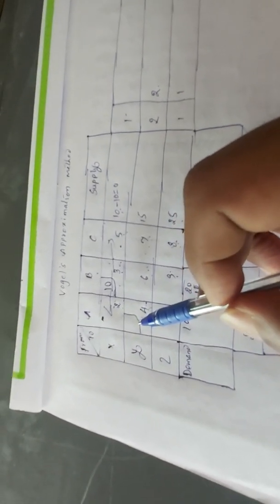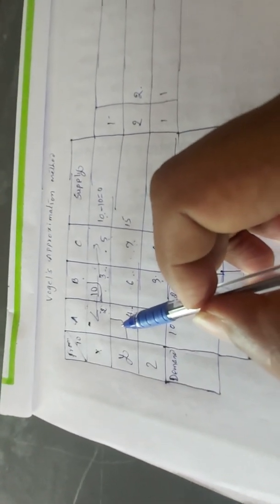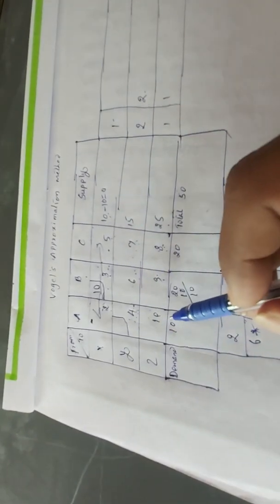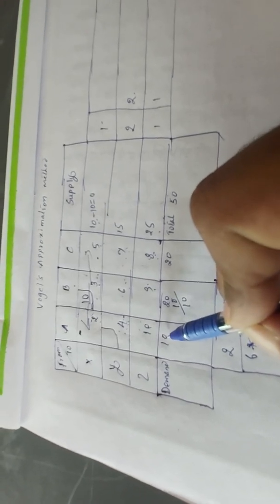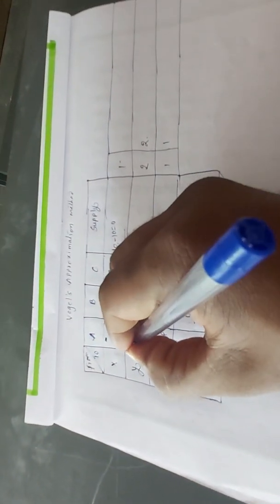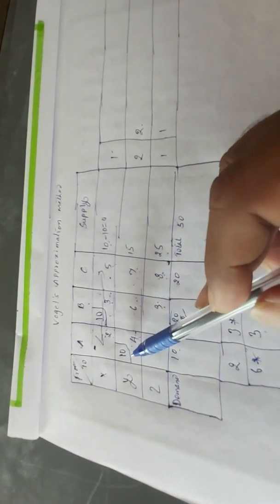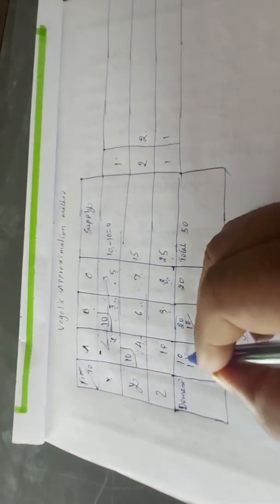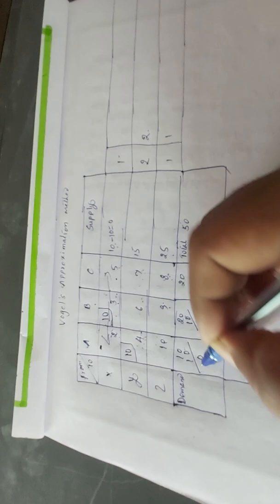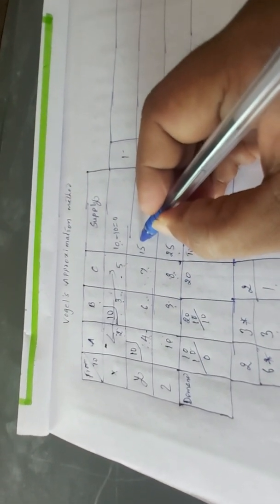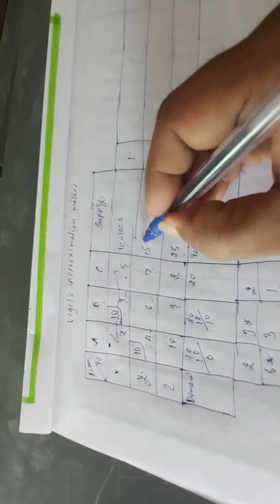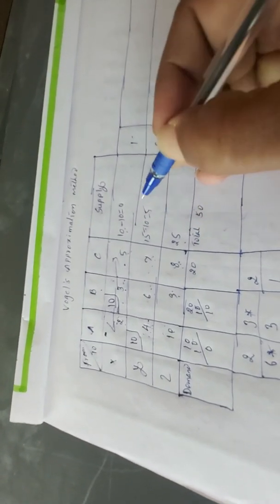After selecting this cell, we need to consider the demand and supply of this cell. The demand of this cell is 10 units. Supply of this cell is 15 units. Of 15 and 10, whichever is less, 10 is the lesser value. I have allotted 10. After making the allotment, it should be deducted from demand and supply. Here demand is 10, allotment is also 10, 10 minus 10 is 0. Here supply is 15, allotment is 10, 15 minus 10 is equal to 5.